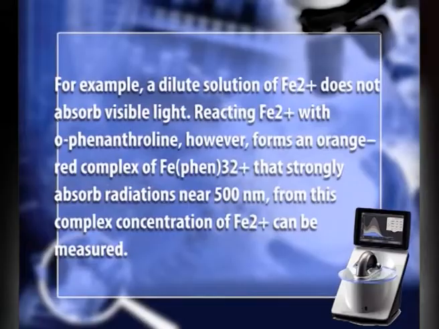Even if a compound does not absorb the UV visible radiation, or if its absorbance is too weak, it can be converted by a chemical reaction into another compound that strongly absorbs the radiation. For example, a dilute solution of ferrous ions does not absorb visible light. Reacting ferrous ions with orthophenanthroline, however, forms an orange-red complex of iron phenanthroline 2+ that strongly absorbs radiation near 500 nanometer. From this complex, the concentration of the ferrous ions can be measured.